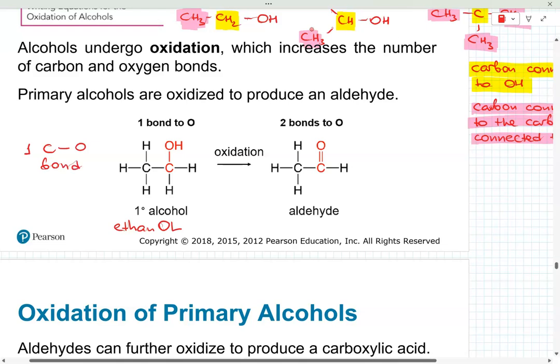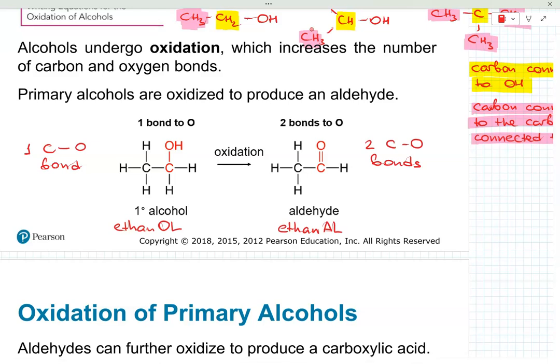On the right, it's an aldehyde. How many carbon-oxygen bonds do you see? Come on. It's a double. So two carbon-oxygen bonds. By definition, if you increase the number of carbon-oxygen bonds, it's oxidation. That makes sense? So 2 is more than 1, therefore oxidation.